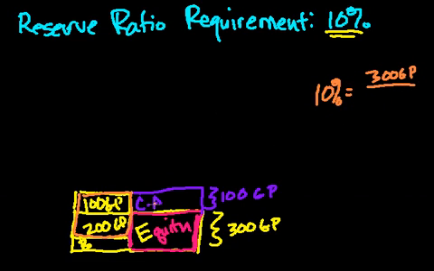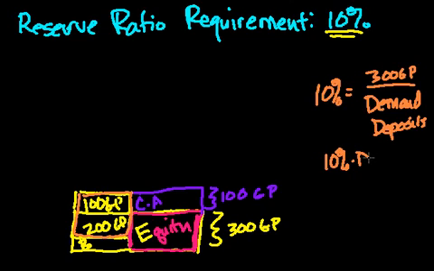Over the total amount of, I'll just say demand deposits. It's demand deposits plus banknotes, but we'll keep it simple right now. I think you get the idea. So we could do a little bit of math. 10% of the demand deposits have to equal 300, or divide both sides by 0.1, and then you say, well, I could have up to 3,000 gold pieces of demand deposits.